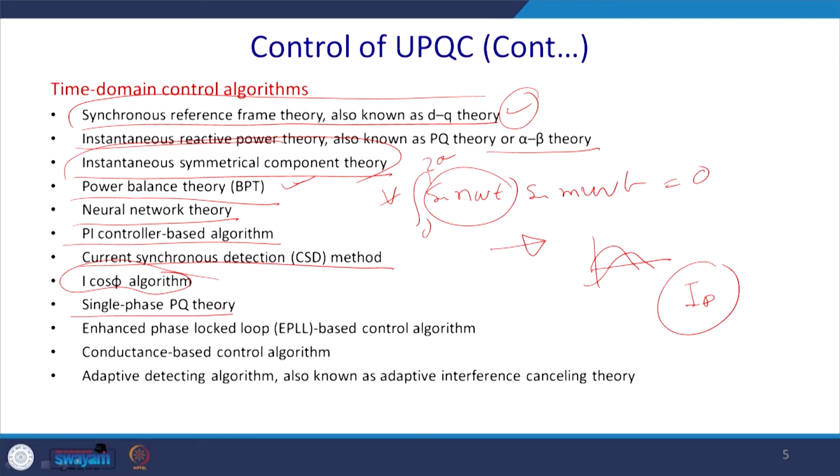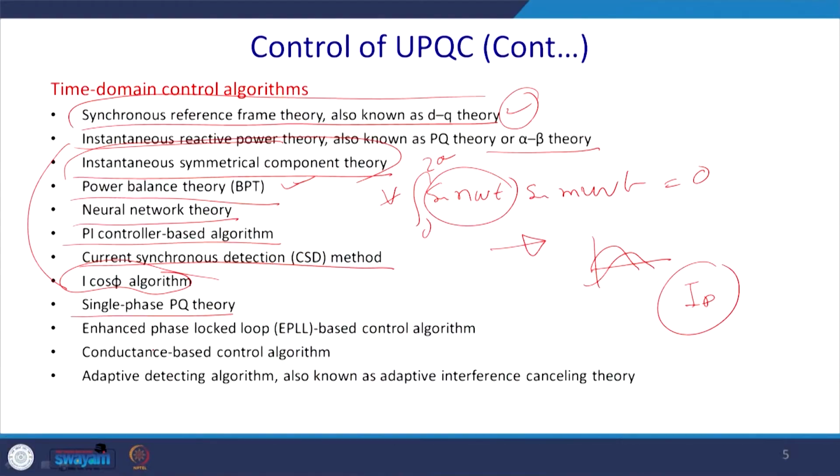Single phase PQ theory is an extension of this. You know the alpha beta transformation for ABC to the alpha beta frame, or the PQ. Here you have to split it into 90 degree out of phase components for a single phase system, and you try to compensate the reactive power. Similarly, you may have an enhanced phase lock loop control based algorithm.